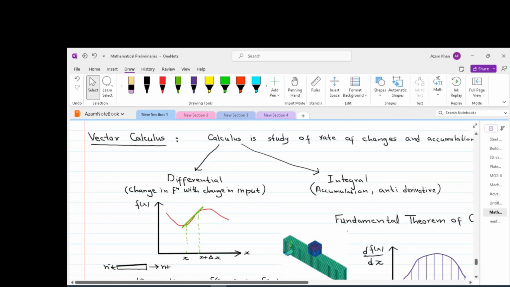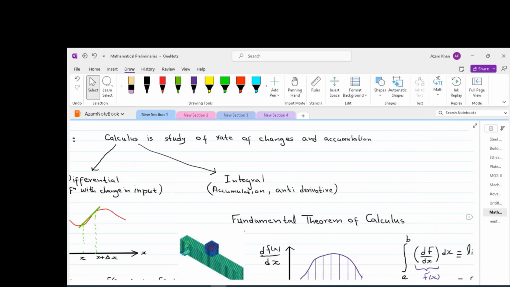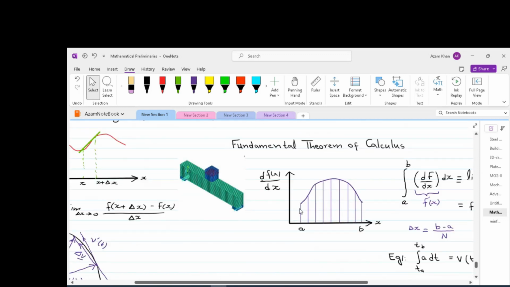Now let us discuss integrations or integral calculus. Integral calculus deals with the concept of integration. Integration is the reverse process of differentiation. It is used to find accumulation of quantities such as the area under the curve or the total distance traveled. So we can see a curve over here, and the area under this curve will be worked out by integration.